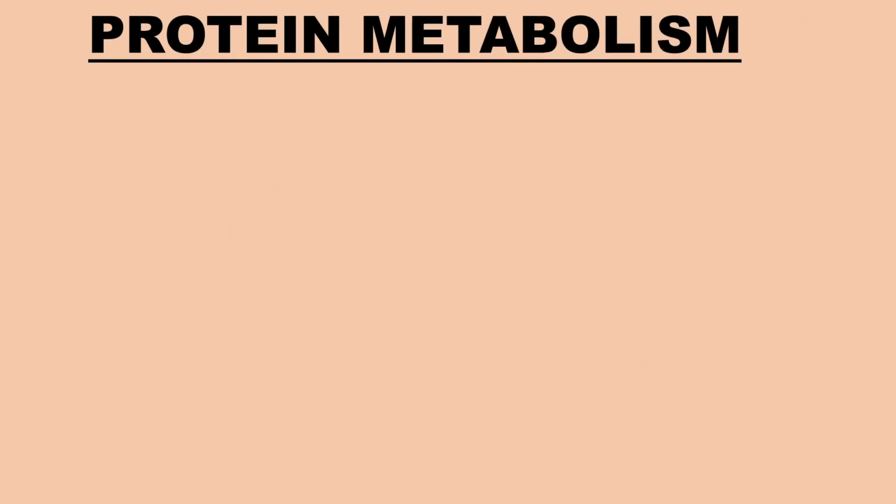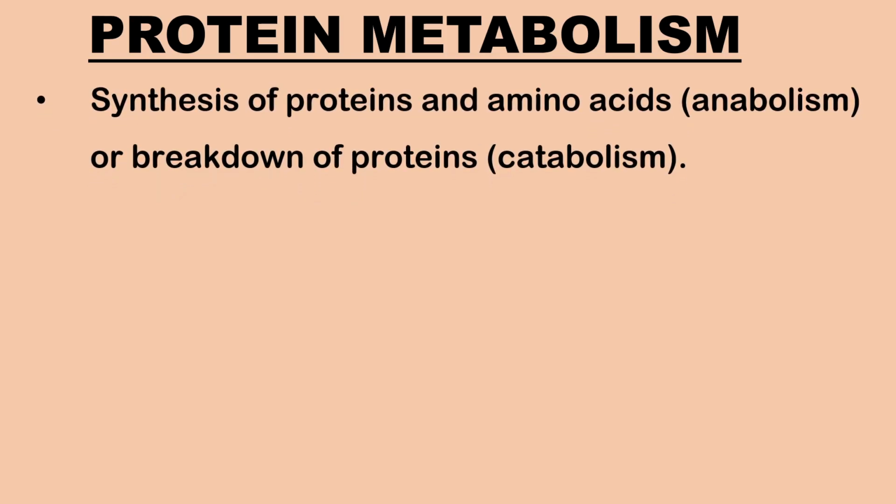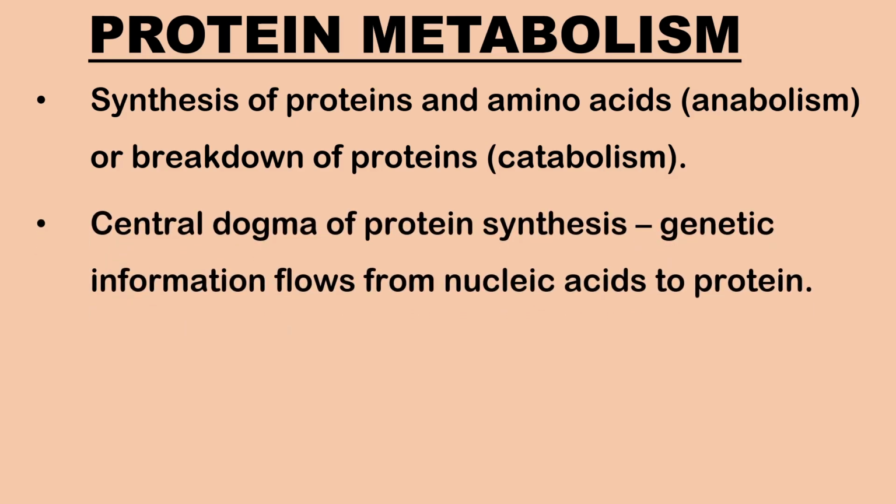Next, let us try to understand protein metabolism. It is a biochemical process which brings about the synthesis of proteins and amino acids by anabolism, or is responsible for the breakdown of proteins by catabolism. The central dogma of protein synthesis was forwarded by Crick. It postulates that genetic information flows from nucleic acids to protein.